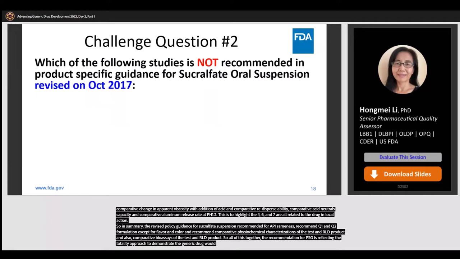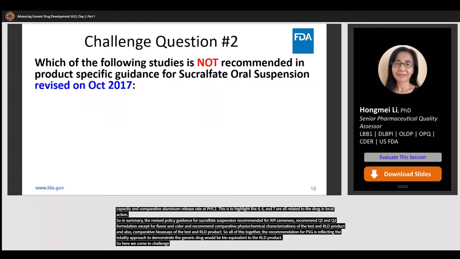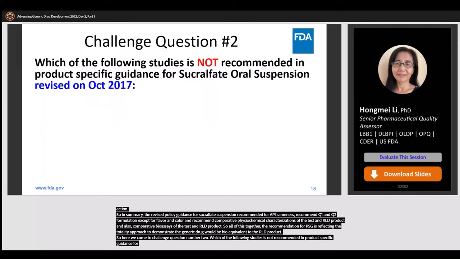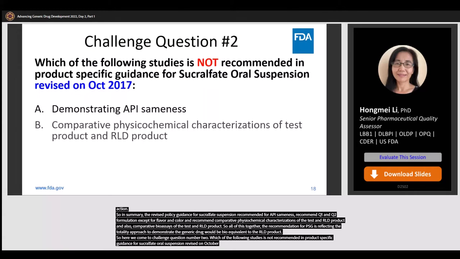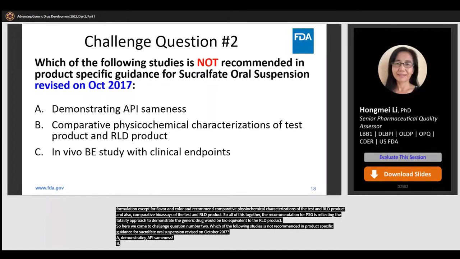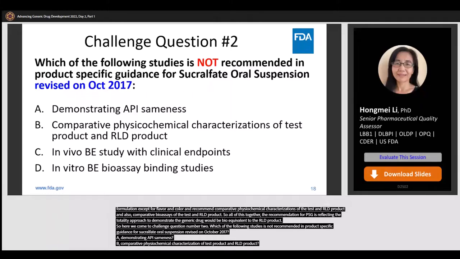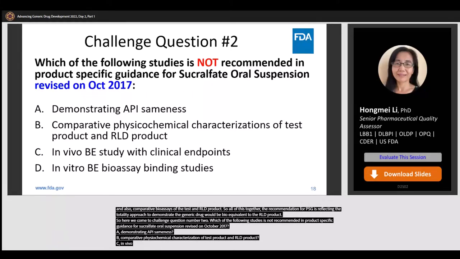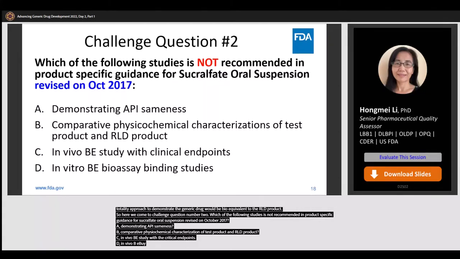So here comes challenge question number 2. Which of the following studies is not recommended in the policy guidance for sucralfate oral suspension revised in October 2017? A, demonstrating API Sameness. B, comparative physicochemical characterization of test product and RLD product. C, in vivo BE study with a clinical endpoint. D, in vitro BE bioassay binding studies. So which of the four studies is not recommended in the policy guidance revised in 2017? So choose the answer you think is correct.